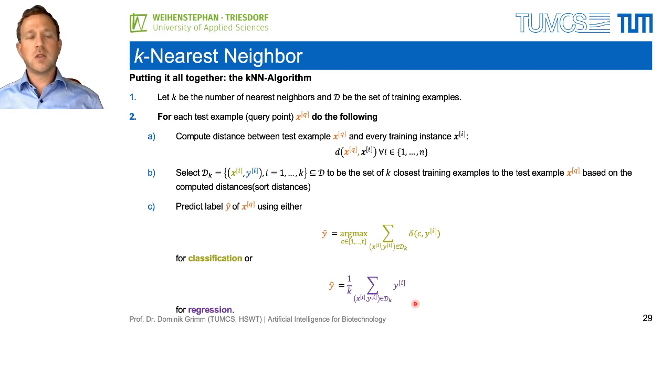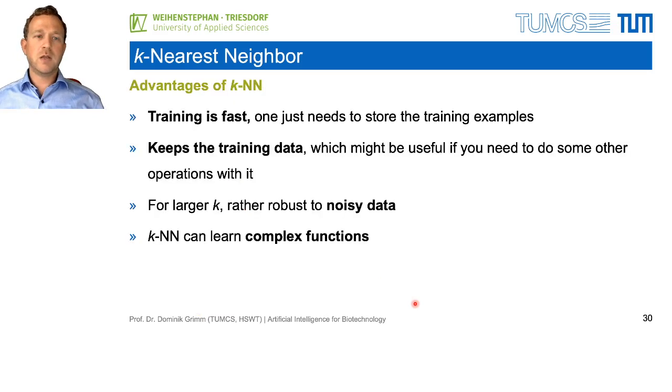So what are the advantages of our k-nearest neighbor classifier? The advantages are the following. The training is super fast because we don't have to really train, we just have to store the training examples. That's all the training the algorithm has to do. And also an advantage is that we keep the training data in this way. We don't throw it away, or we don't learn a different function or representation. We keep all the training data that might sometimes be useful if we'd like to do some other operations with it.